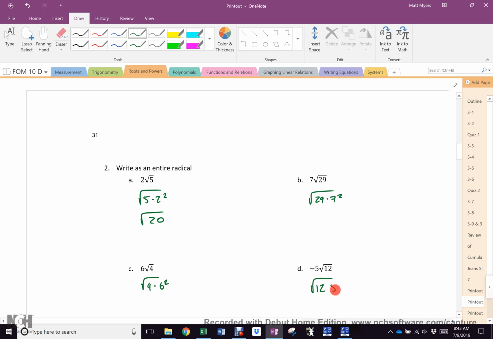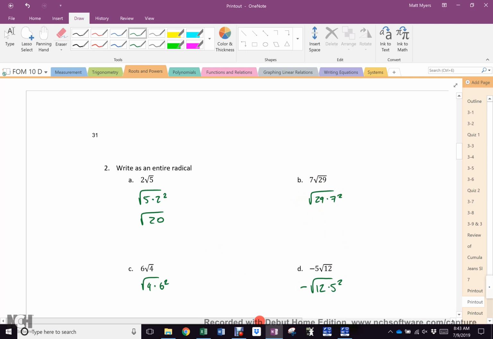Right. 5 squared. But I got to keep that negative out in front. Everybody good? Now, I'm not going to do the math here. I don't care because you got to get out your calculator. What's important to me is you recognize that there's 2 under there, 2 out there, so 2 are under there.